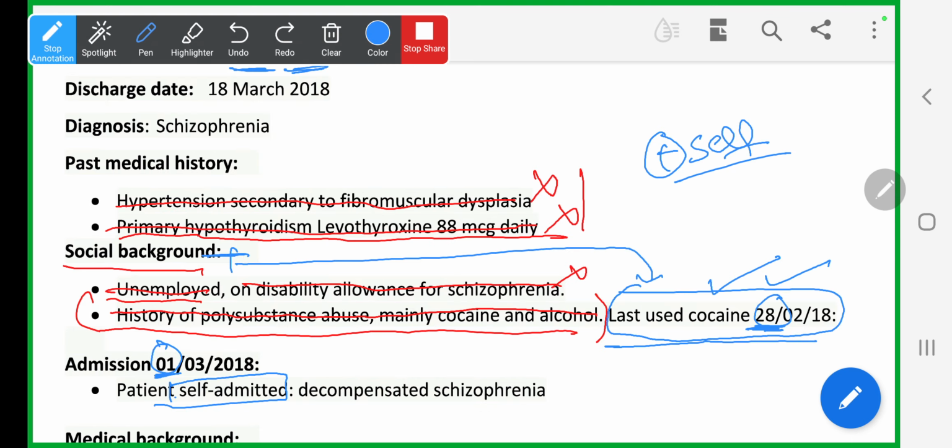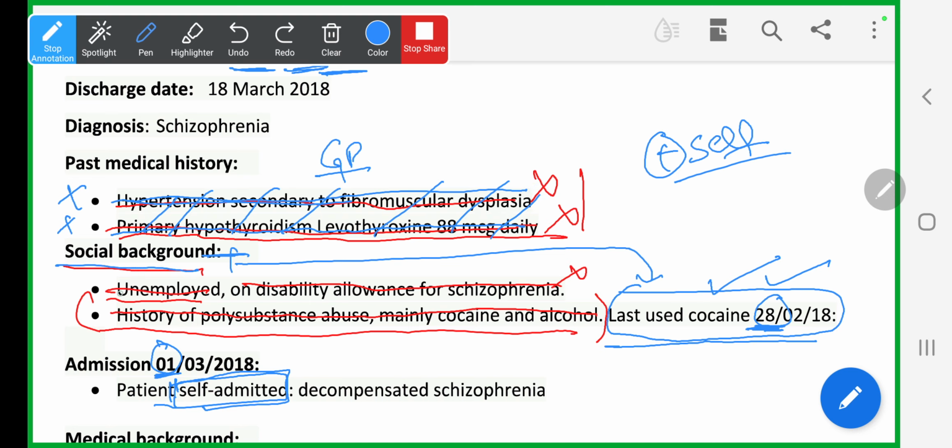So now you can see, when we are discussing the case, the admitting details were important. Why? Because the patient self-admitted herself. Now with reference to that, if the patient has self-admitted herself and you are writing this letter to the primary care physician, the past history of hypertension will not be important, right? The past history of primary hyperthyroidism will not be important because we are writing this letter to the patient's GP. So he or she already knows this information.